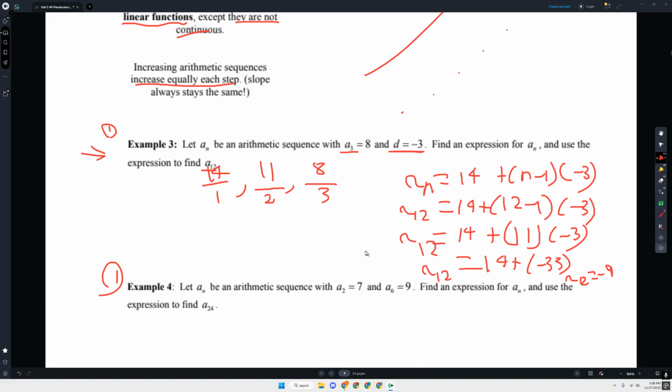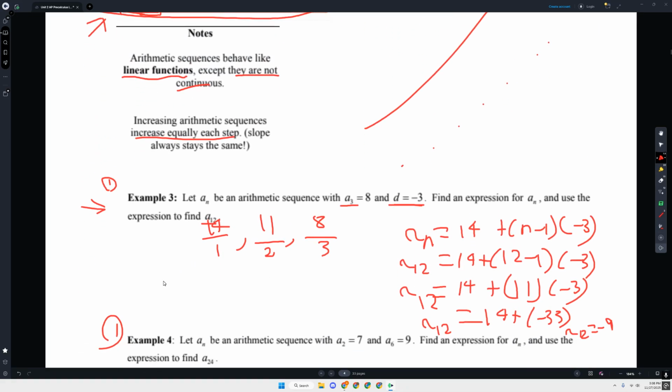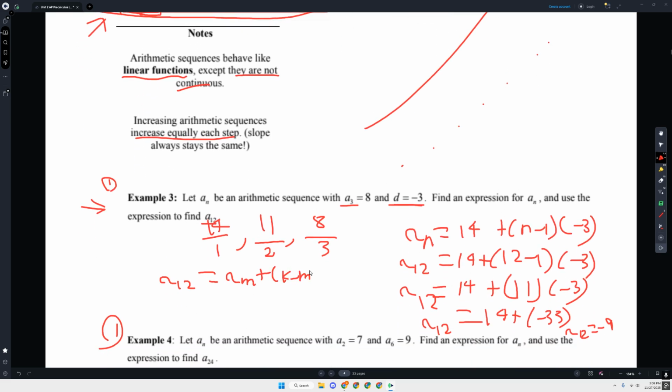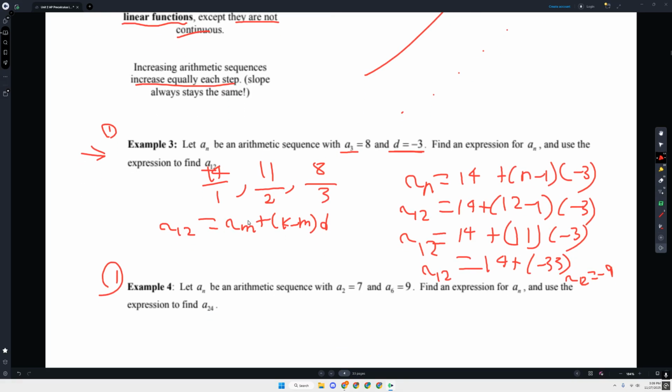Does that make sense? And if you wanted to use the other formula, you could say a_12 is equal to, you start with 8, because we would say a_m plus (k minus m) d, where m would be 3. So this would be 8 plus (12 minus 3) times -3, 9 times -3 plus 8, which would also be equal to -9. So there's two ways to solve this.